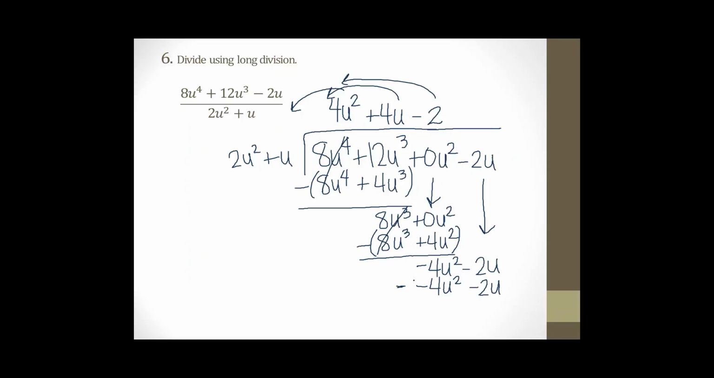And then we're going to subtract, and then both of these cancel out, so your remainder is 0. So your final answer is just 4u squared plus 4u minus 2. That is your quotient with no remainder.